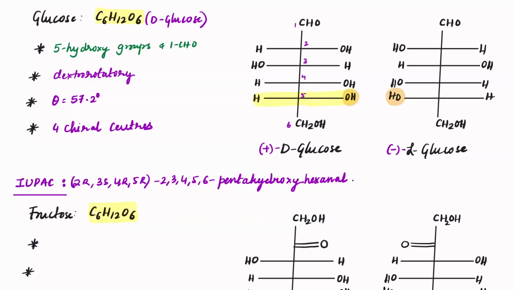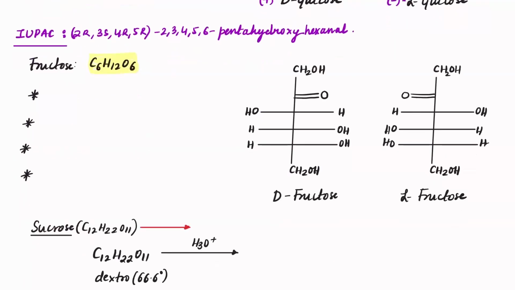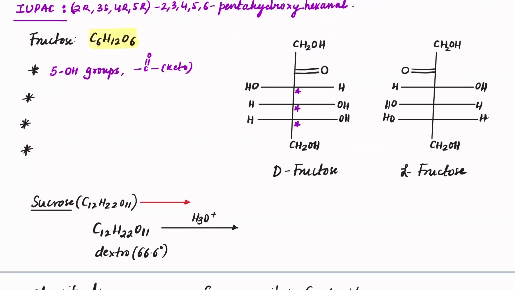Okay. So next, notice fructose. Fructose has a keto group. If you notice here, we have three chiral centers on the Fischer projection. It has five OH groups and one keto group. Now, when it comes to D-glucose, it was identified as dextrorotatory.